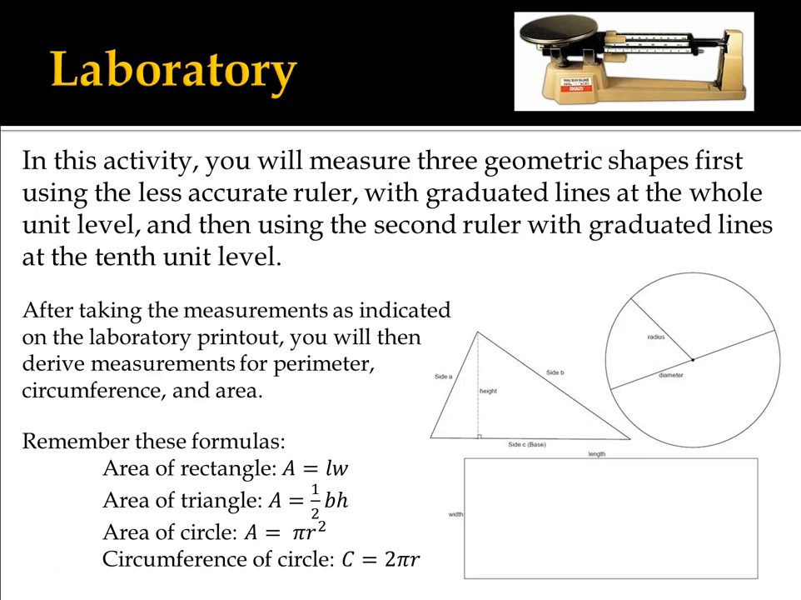In this activity, you're going to measure the 3 geometric shapes that you see there. First, using the less accurate ruler, and I think for my 1 o'clock class, when you come in Monday, I'll give you one of those rulers, with graduated lines at the whole unit level. And then after you take all those measurements, you're going to use the second ruler with the graduated lines at the 10th unit level. After you take all these measurements as indicated on that laboratory printout, you will then derive measurements for perimeter, circumference, and area. And there are the formulas for those measurements.